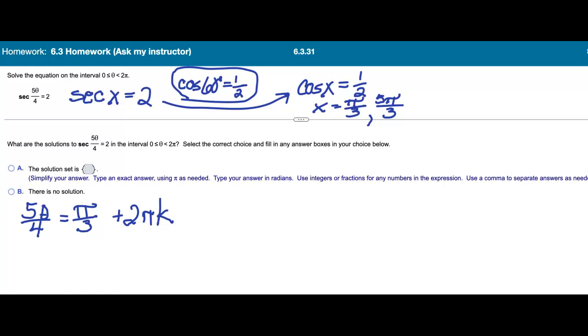Then I also have to think about the other angle. So I've got 5 theta over 4 is equal to 5 pi over 3 plus some multiples of 2 pi.